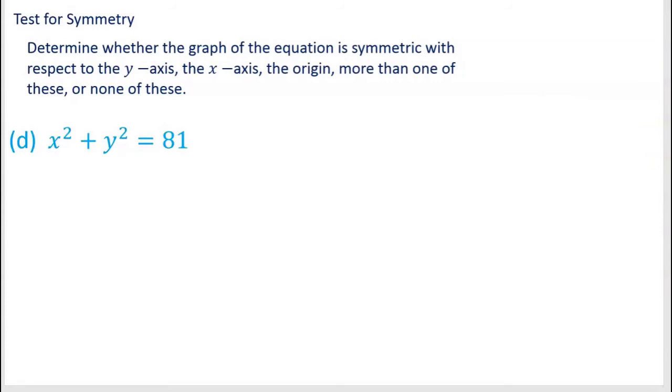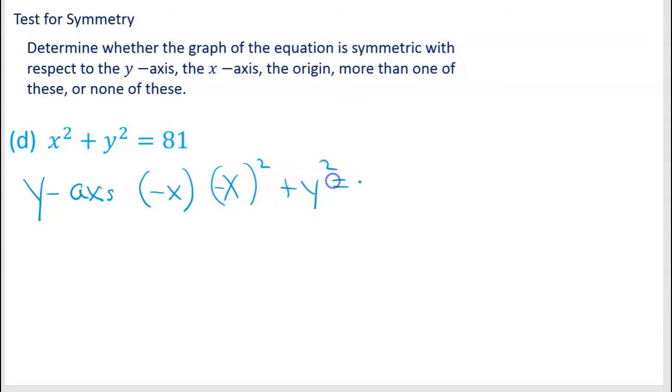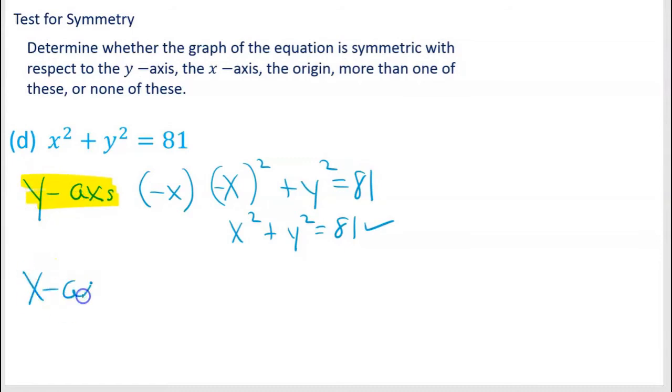x squared plus y squared equals 81. So I'm going to keep it in the same order this time. Does this have y-axis symmetry? What do we do? We plug in negative x. Remember, this is the opposite value that you're plugging in. So you have negative x squared plus y squared equals 81. Simplified, that gives me x squared plus y squared equals 81. Notice that is the original equation. Therefore, we do have y-axis symmetry. All right, let's check for x-axis symmetry.